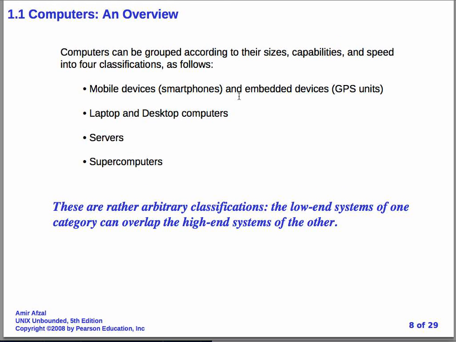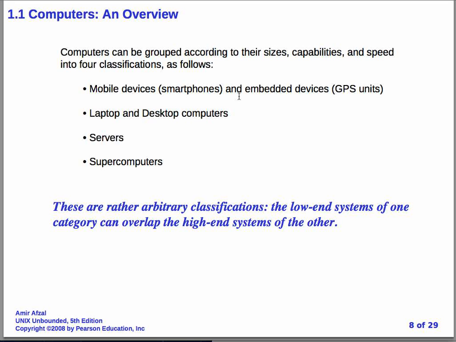Okay, so this is going to be a little bit different from what the book has, because what the book has is a little bit old. The book itself is not that old, but some of the terms are on the old side. So I have divided up computers into 4 different things. The simplest ones, or the smallest ones, would be mobile devices like smartphones, tablets, or embedded devices like GPS units or some MP3 players. Other devices also have a computer and an operating system.